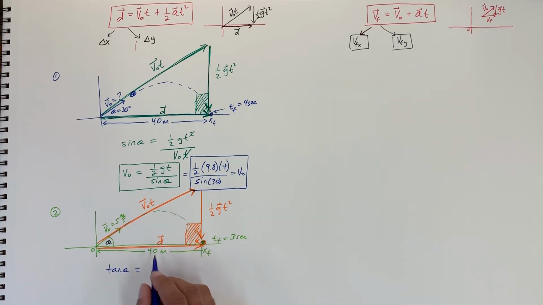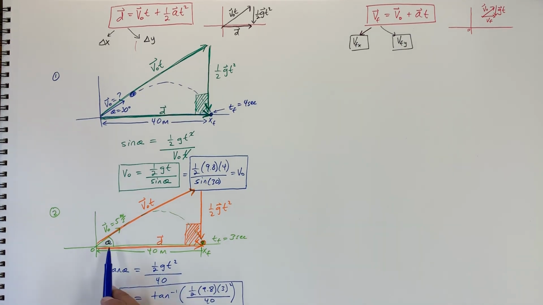Tangent theta is opposite over adjacent, okay? And if we solve for theta, we're going to have the inverse tangent of 1/2 times 9.8 times the time, 3 seconds, squared, and underneath that we have 40. Okay, so we have all the values inside of our tangent inverse, and with that we find the angle that it was launched at.